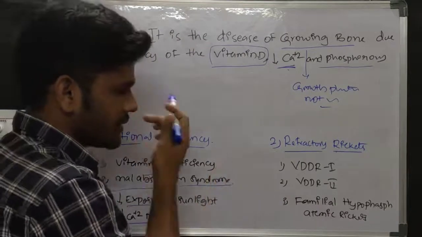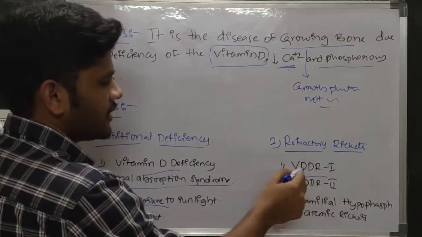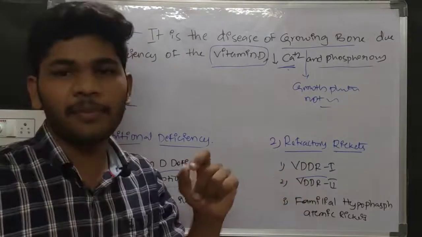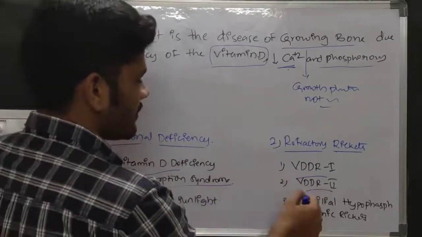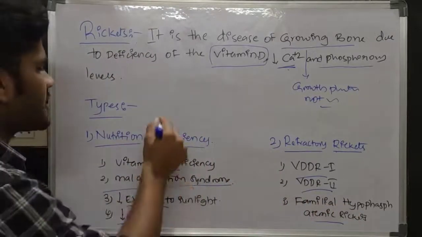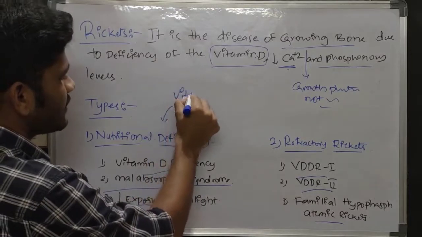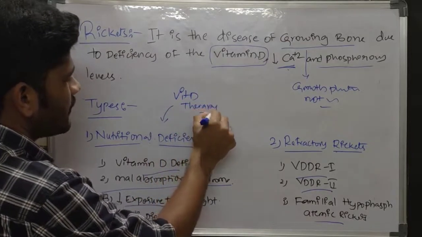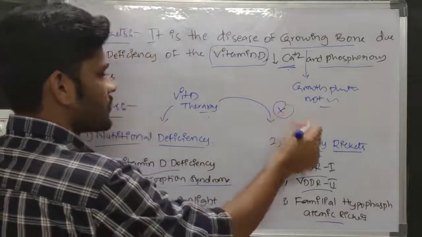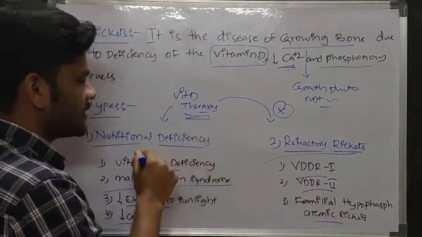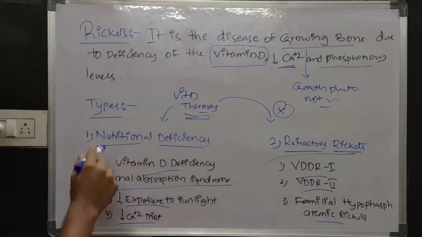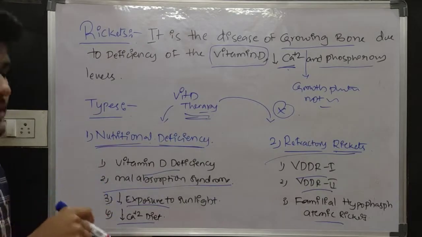And the refractory rickets is of three types: the VDDR1, which is vitamin D dependent rickets type 1, the VDDR2, and the familial hypophosphatemic rickets. We will talk about this later. And one more thing: the nutritional deficiency rickets will respond to vitamin D therapy, whereas the refractory rickets do not respond to vitamin D therapy. The nutritional deficiency rickets is the most common type of rickets that we see.